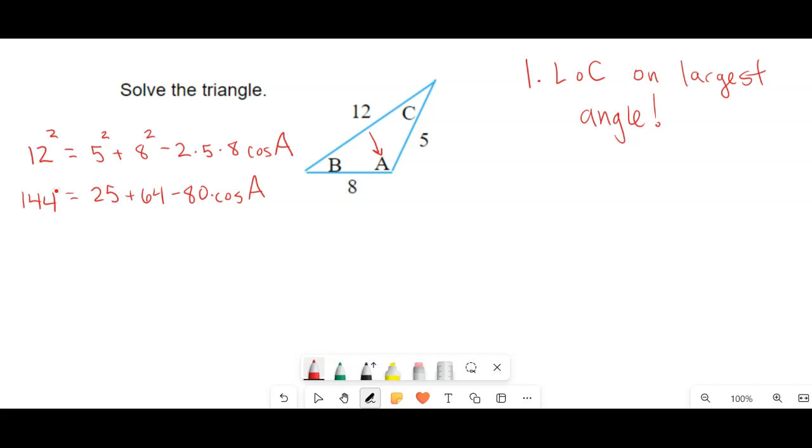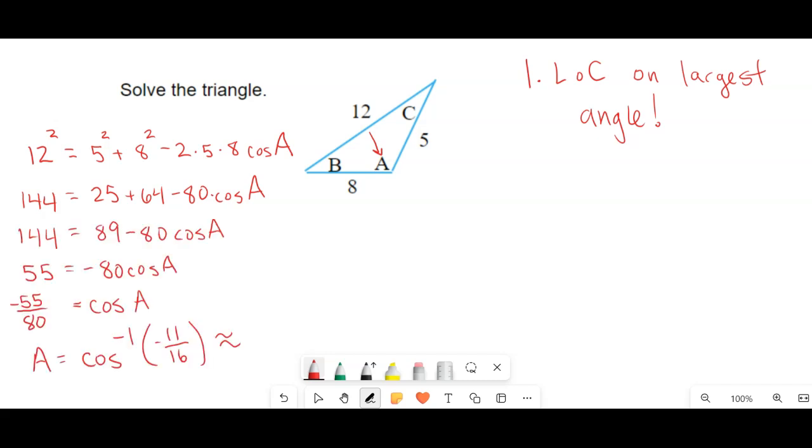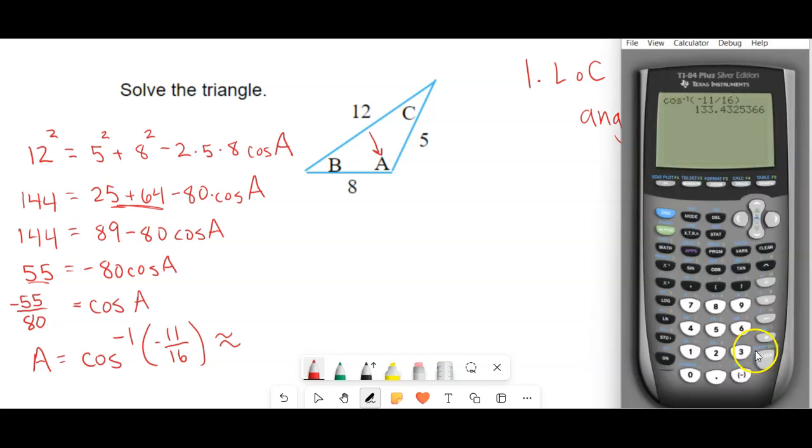That's the process. Alright, so when I combine all that stuff, I get 89 right here, and then I move the 89 over, subtract 89, I get negative 55 on the left. Divide away the negative 80, I get negative 55 over 80. That reduces to negative 11/16. You could just as easily put inverse cosine of negative 55 over 80. But now I'm ready to go to my calculator and approximate this. So there is 133.43 degrees.